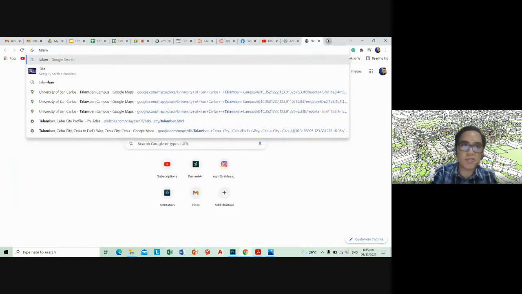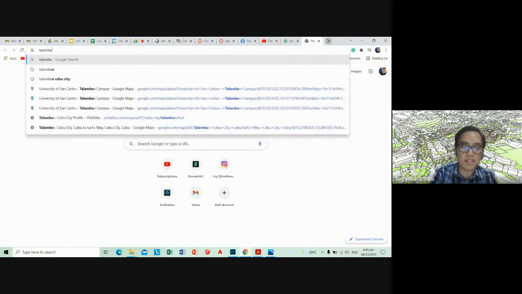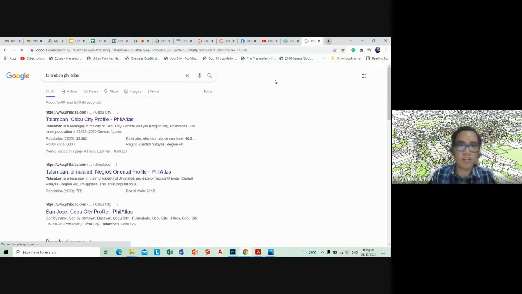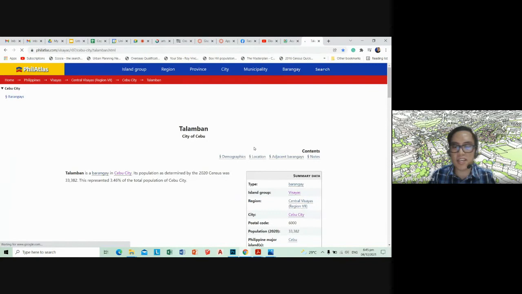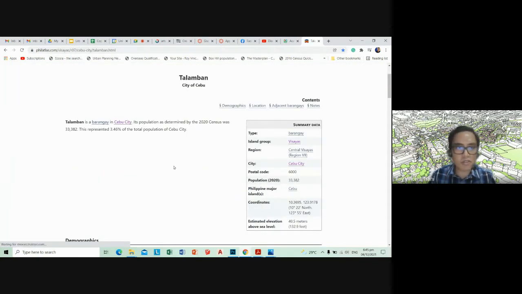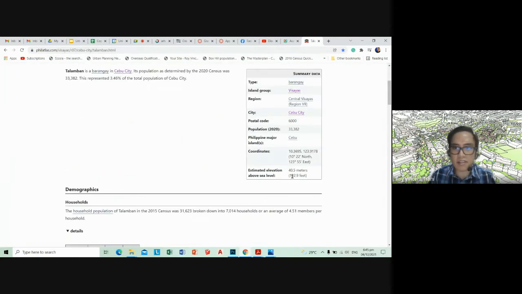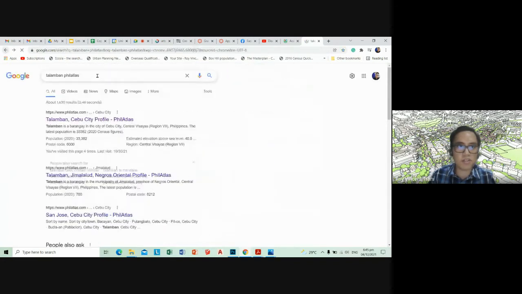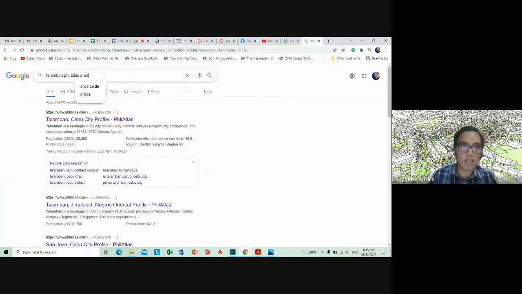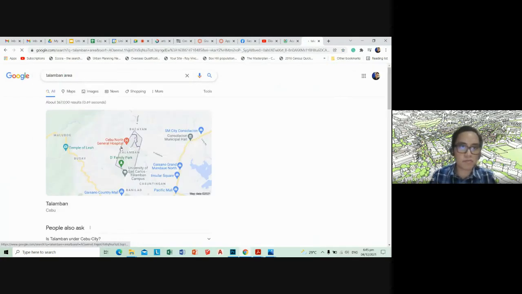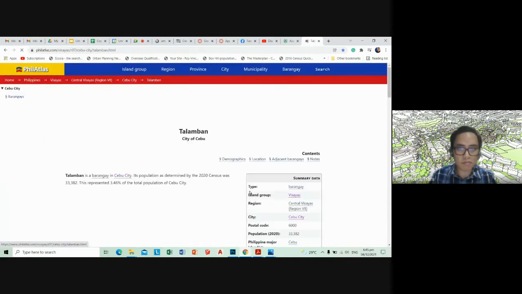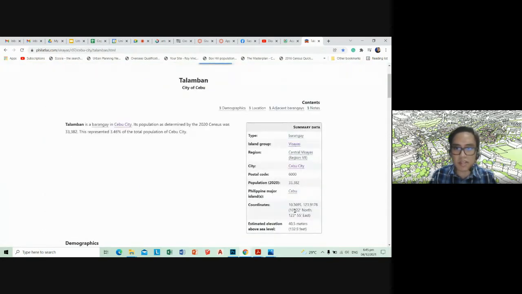So I usually use Talamban, Phil Atlas, atlas.com. It's fairly updated data using PSA statistics. So you should have here land area, coordinates, postal code, demographics. Let's put in area. Talamban area. Let's see. Anyway, I'll just update that.